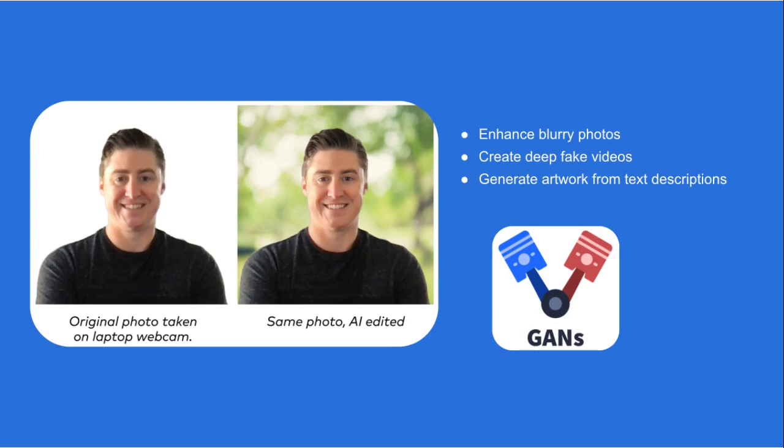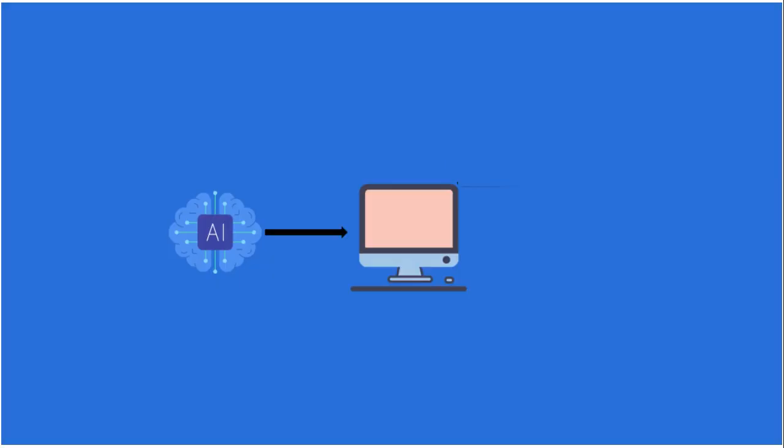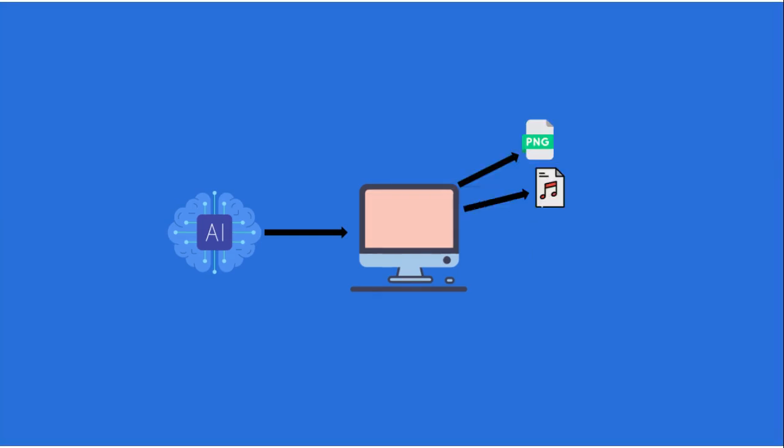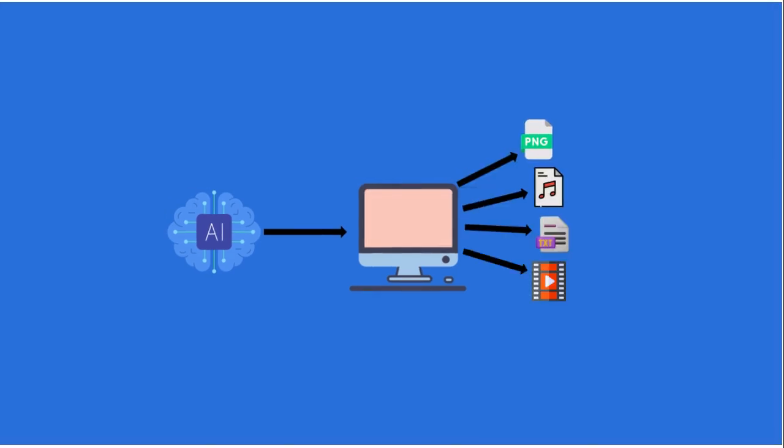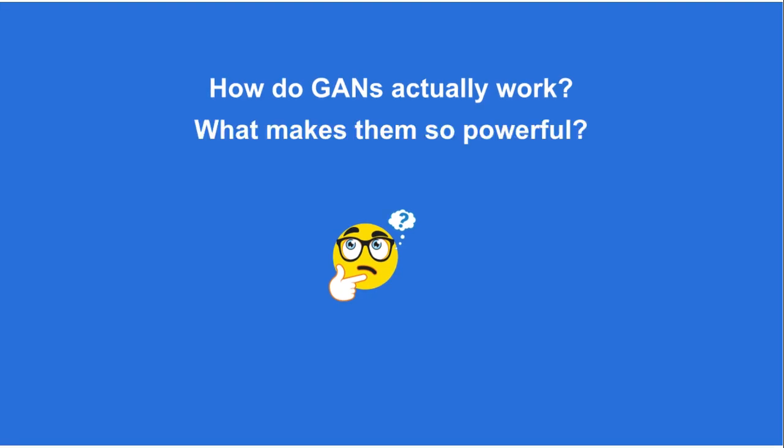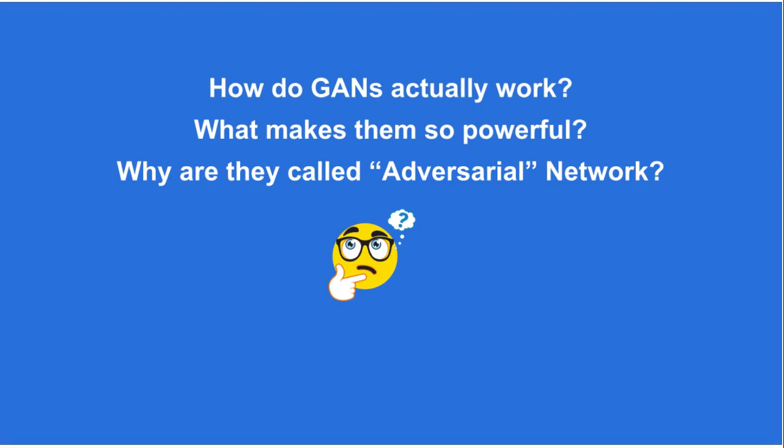GANs are one of the most exciting breakthroughs in artificial intelligence, allowing computers to create entirely new content, whether it's images, music, text, or even realistic video clips. But how do GANs actually work? What makes them so powerful? And why are they called adversarial networks?